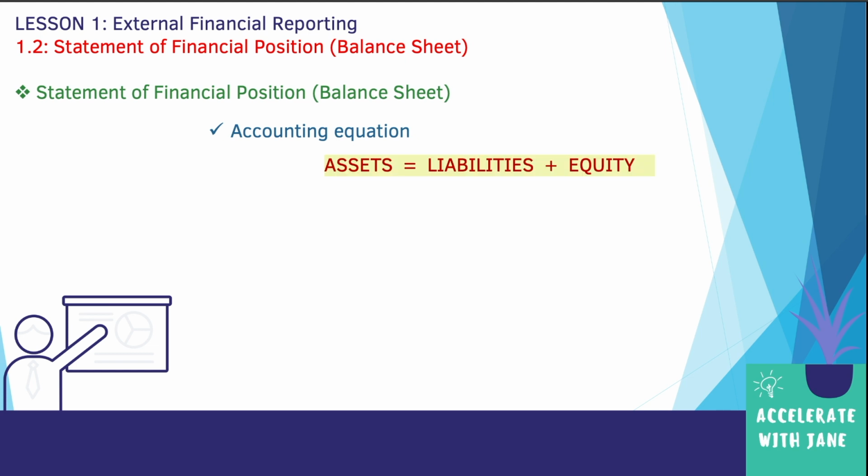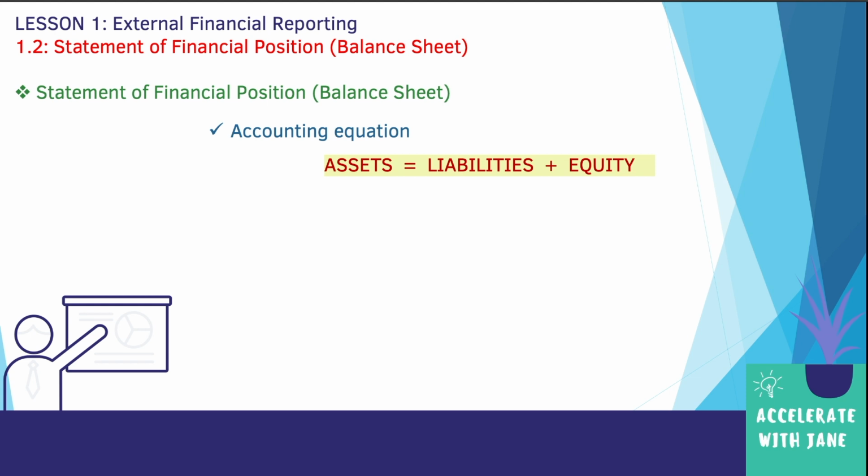Alright, so next is the accounting equation. So remember, I've also discussed this in section 1 of lesson 1. The accounting equation has 3 components. Assets is equal to liabilities plus equity. So basically, assets, some examples of this include the cash in bank, trade receivables, other receivables, land and building, property, plant and equipment, inventories, and so on.